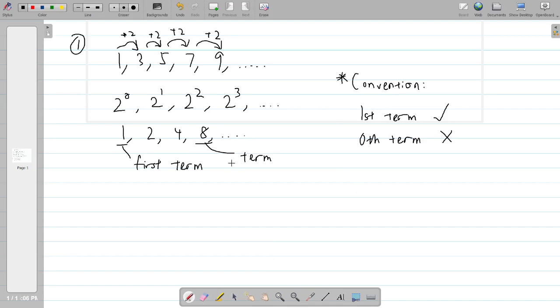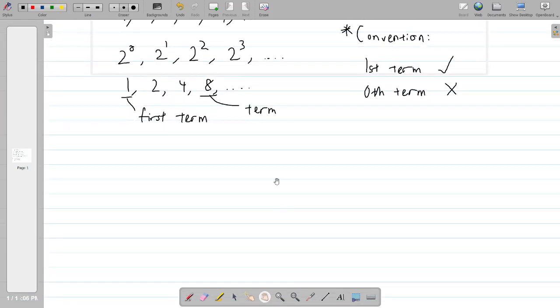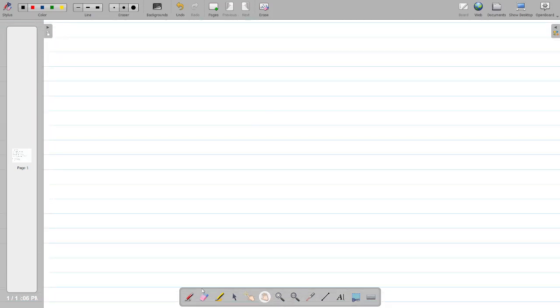So enough of that. Let's get into looking at the most important part of this section, which is looking at what exactly is the general term of a sequence, right?